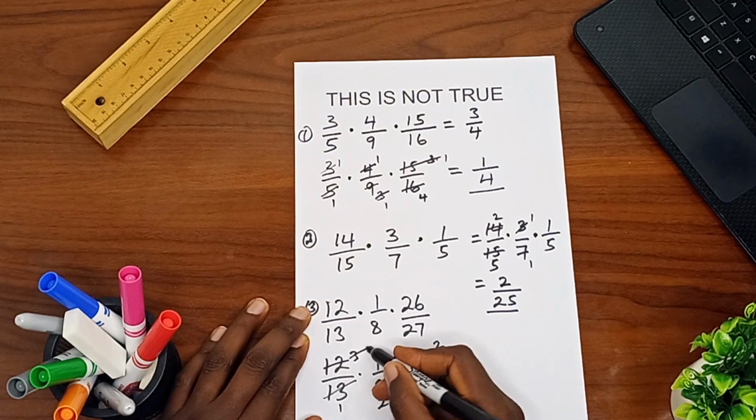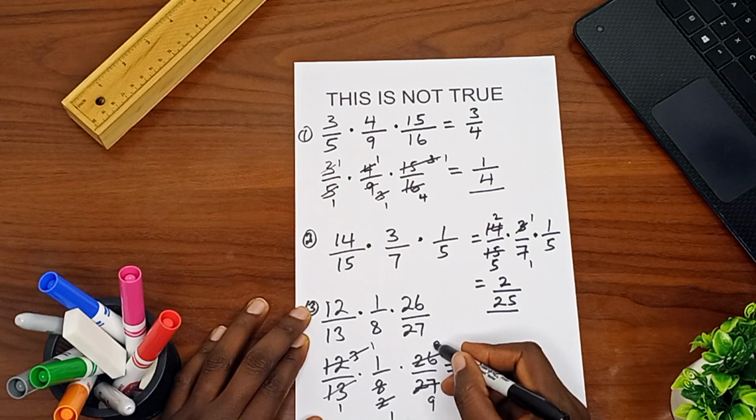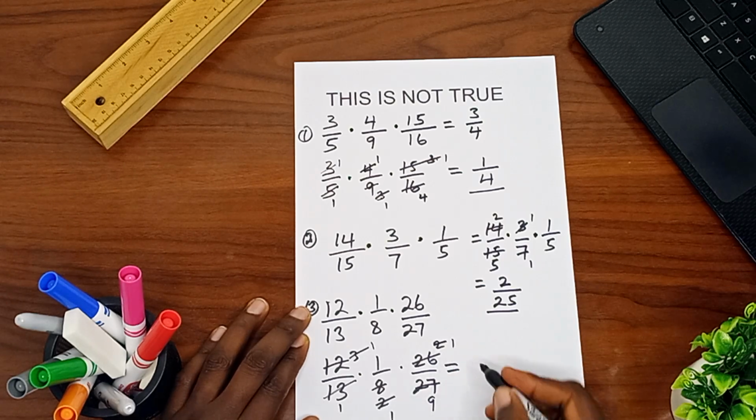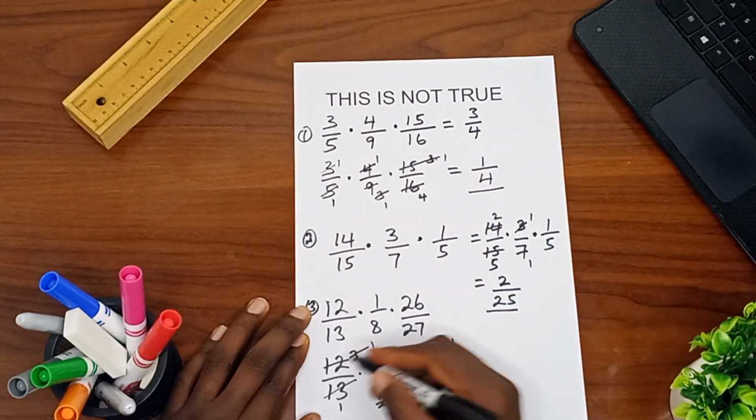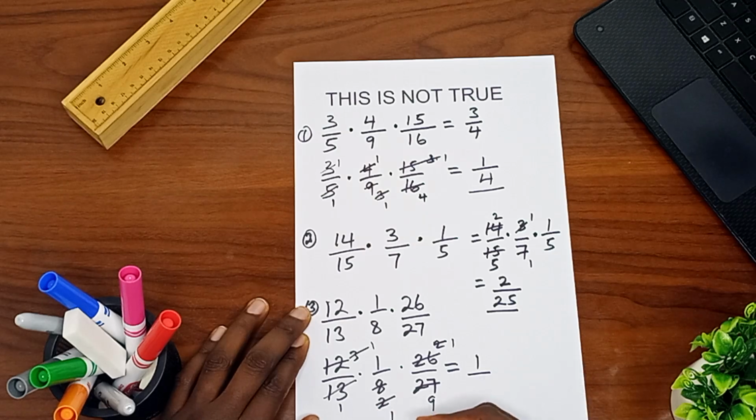Now in the multiples of 3, we have 27, 9 times. This 2 can also go with that 2, 1 on 1. So our answer will be 1 times 1 times 1, which is 1, out of 1 times 1 times 9, which is 9. Thank you.